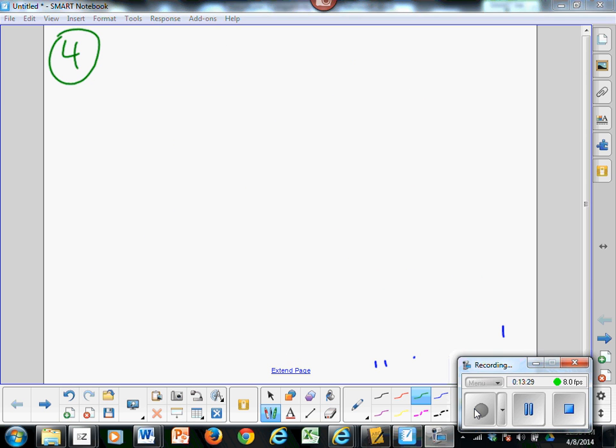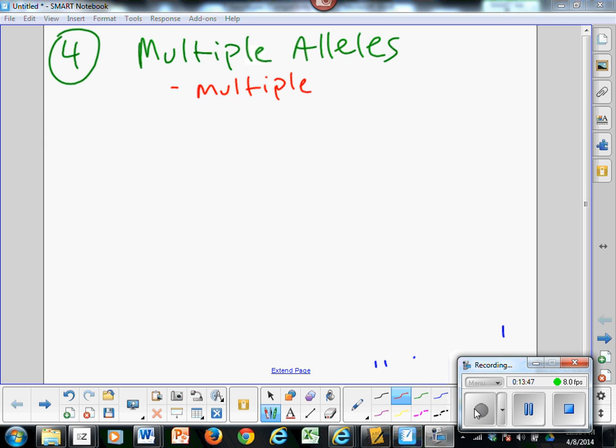Number 4 is called multiple alleles. And all this means is multiple dominant alleles. We use blood types as our example here.